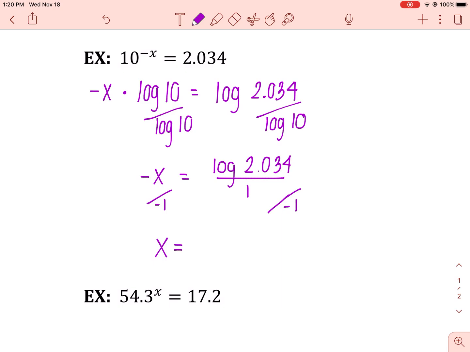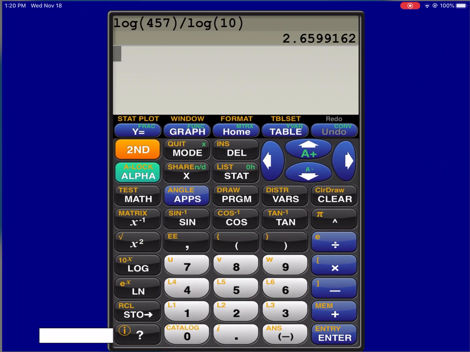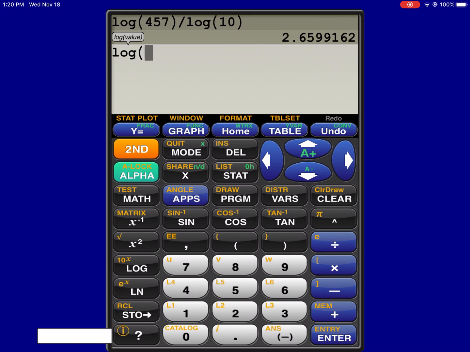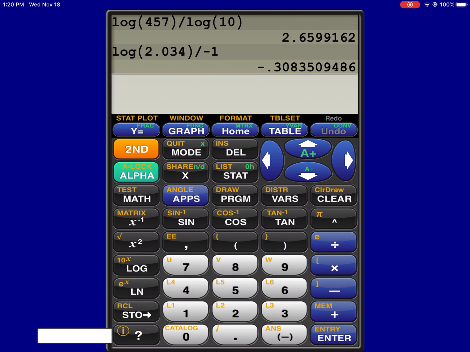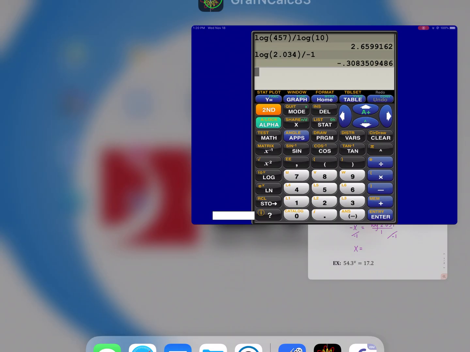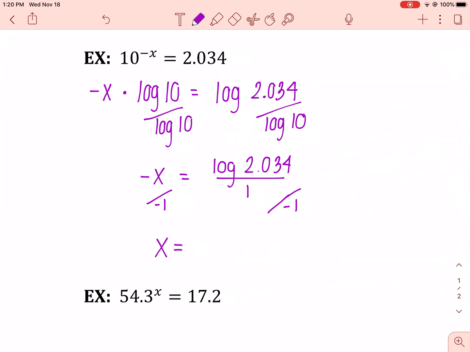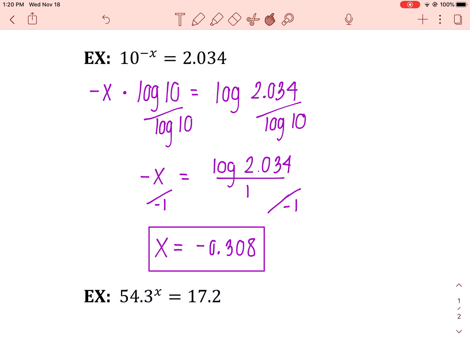I'm going to type this in my calculator now. I'm going to go log on the left side, 2.034, close the parenthesis, and then divide by negative 1. Don't forget to close the parenthesis, and you get x to be negative 0.30835. So rounding to the third decimal, x is going to be negative 0.308. This is one potential way.